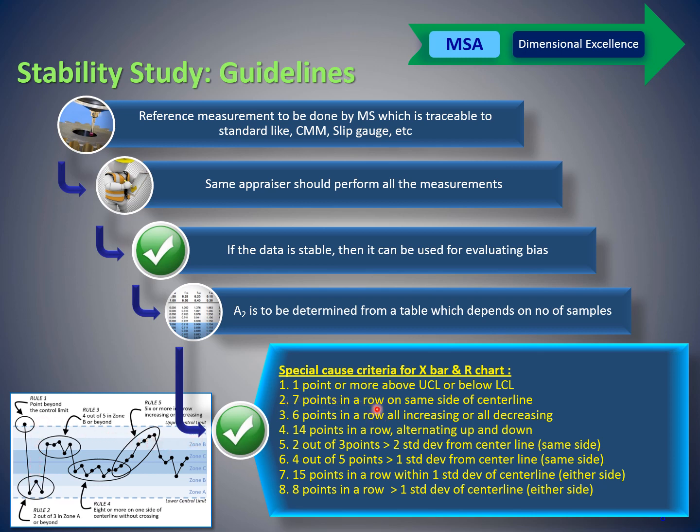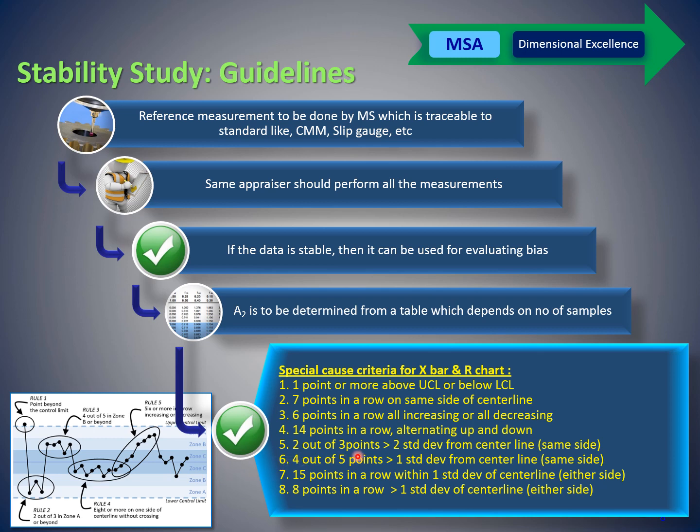7 points in a row on the same side of the central line. This is also 1 point. 7 points should not be on one side. 6 points in a row, all increasing or decreasing trend. Suppose this trend line, there is a graph. This shows this rule. Okay. 14 points in a row alternating up and down. 14 points going up and down in a zigzag manner is also an indicator for special cause.